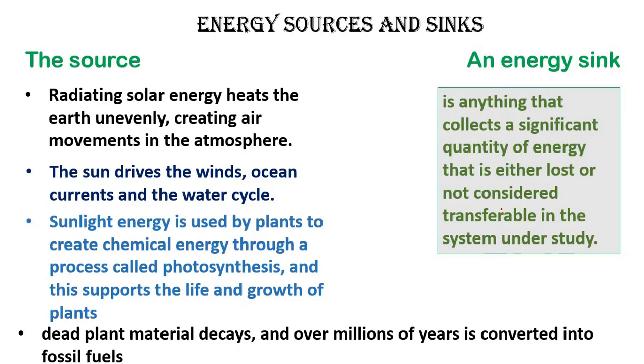What are the sources of energy on Earth? Mainly the sun. The sun is the main source of energy to the whole Earth. The sun can drive the wind, ocean currents, the water cycles and other cycles. The sunlight energy is used by plants to carry out photosynthesis. In this case, it's very important for the start of any chain in the ecosystem, because any chain in the ecosystem should start with an autotroph. Autotrophs mainly are plants that other living organisms feed on.